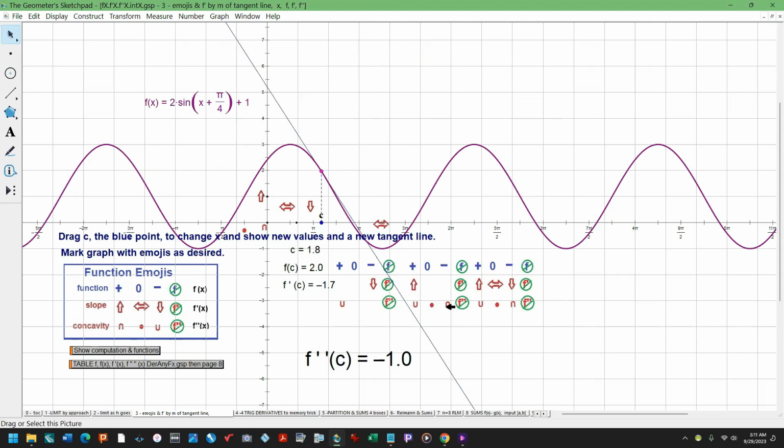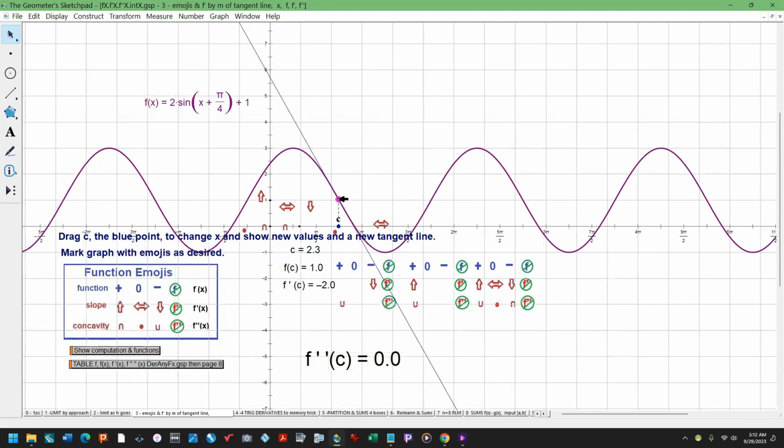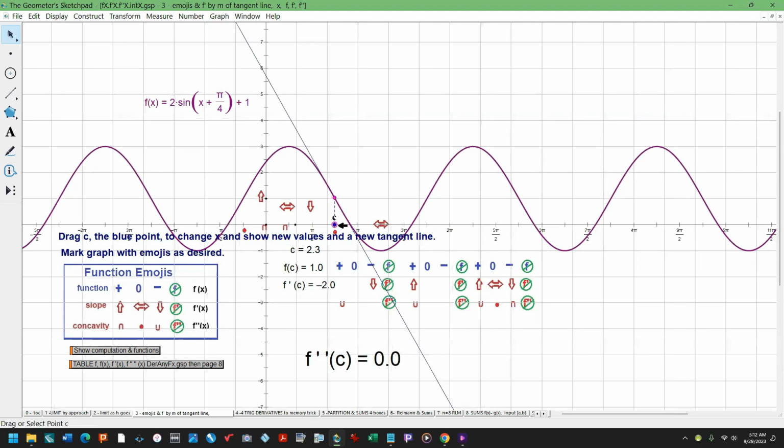Let's just throw a few more toys in there. Still concave down. Drag it some more. Here we have the concavity changing. We're almost at 0. Still concave down. We're at 0. It's an inflection point. Moved it wrong again. Now we're concave up. So let's stick in an up.